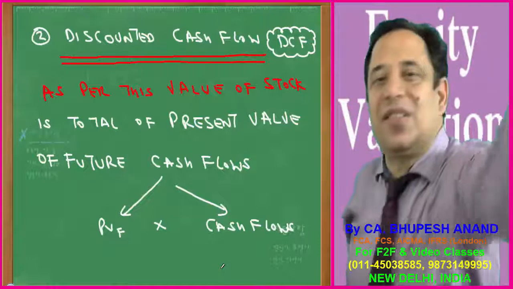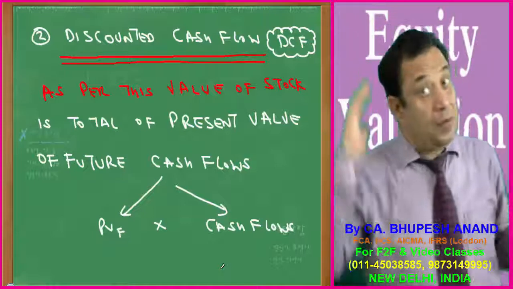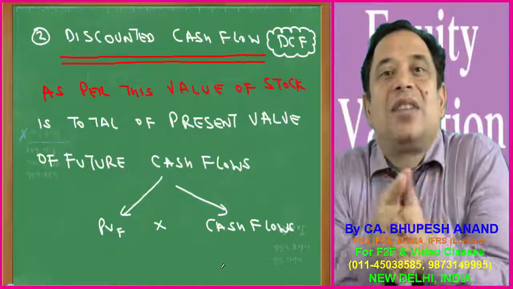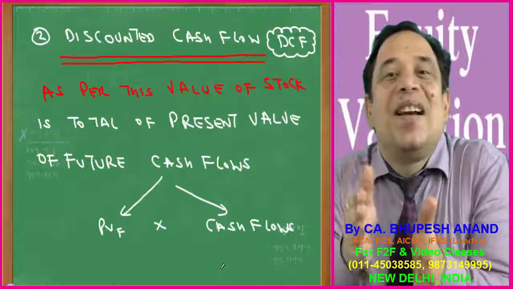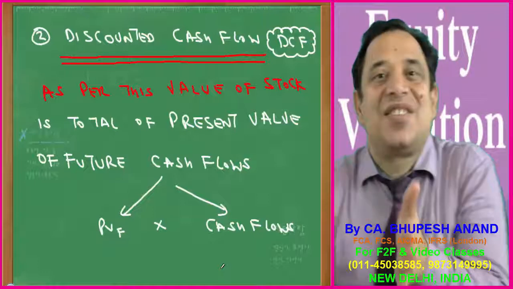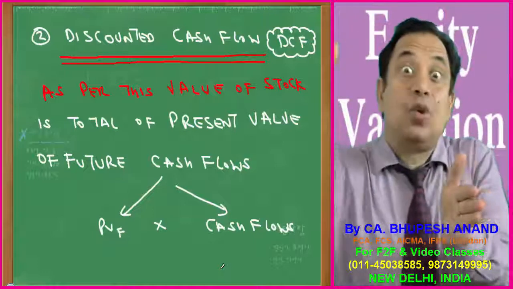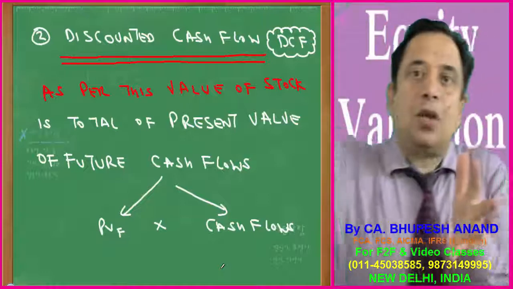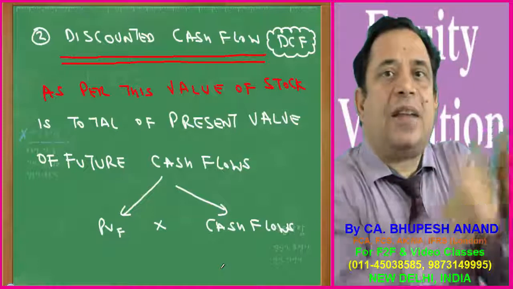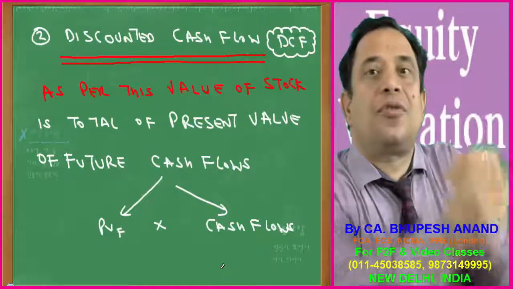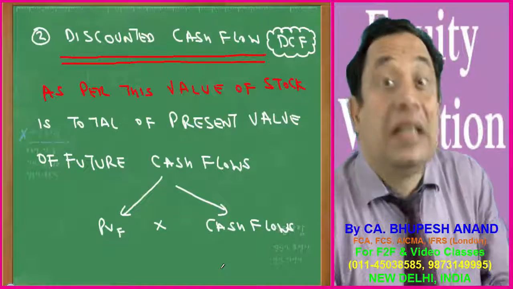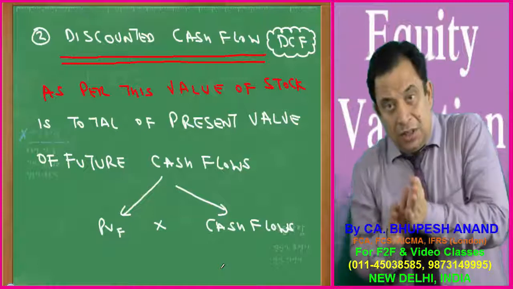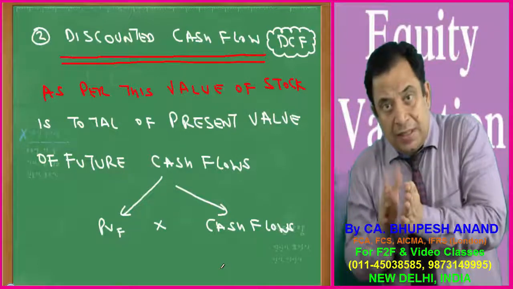Discounted cash flow method. When I say discounted cash flow, we have already covered it in corporate finance, we have covered it in fixed income, but still I'm going to start with discounted cash flow. As the name indicates, I am getting future cash flows and I am discounting those cash flows, and that method which discounts those cash flows is named as discounted cash flow method. So the main concept in this is the value of a security is present value factor into cash flows.